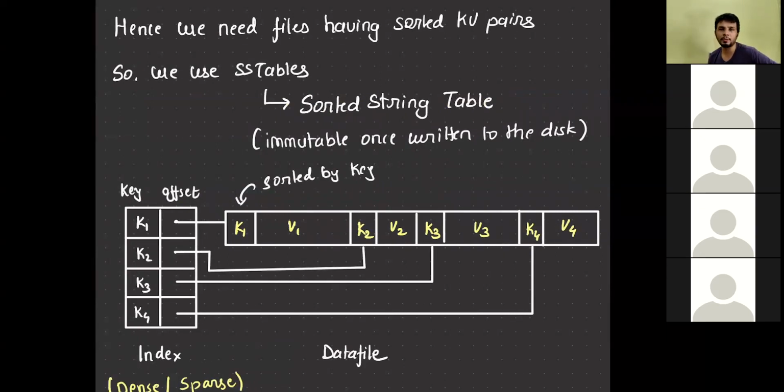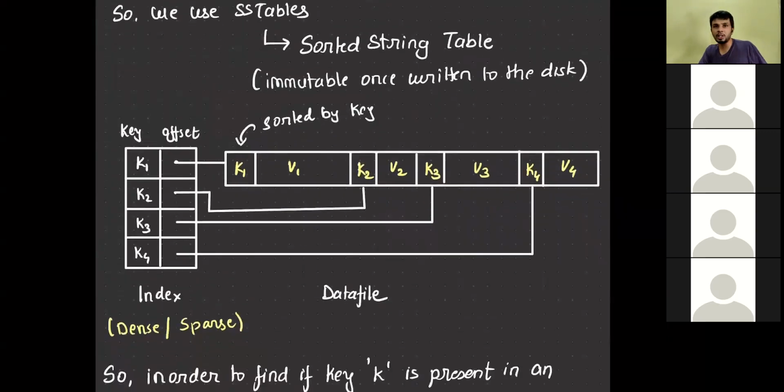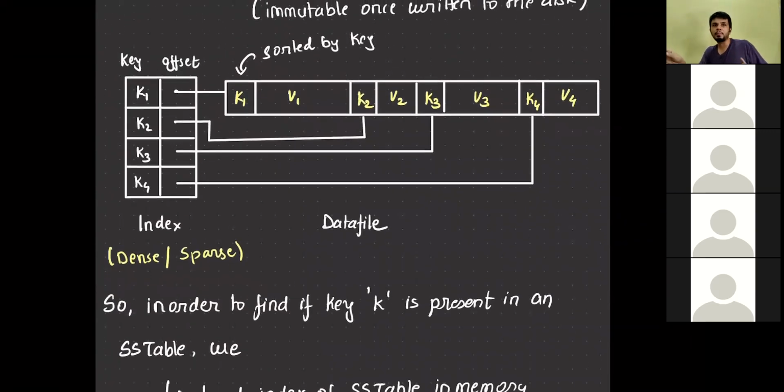So this sort of thing is basically flushing out. We are typically flushing out all the key value pairs in sorted order onto the disk. This is a very standard data structure called an SS table, sorted string table. It is a table which is immutable when it is dumped onto the disk. But this is what an SS table actually looks like.